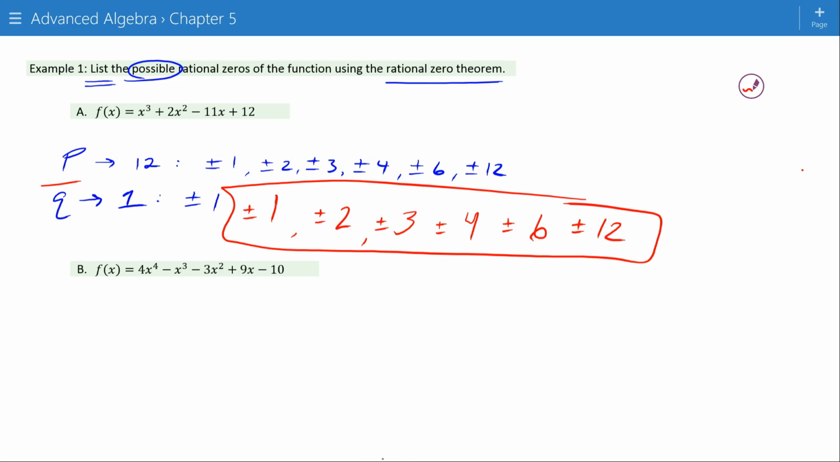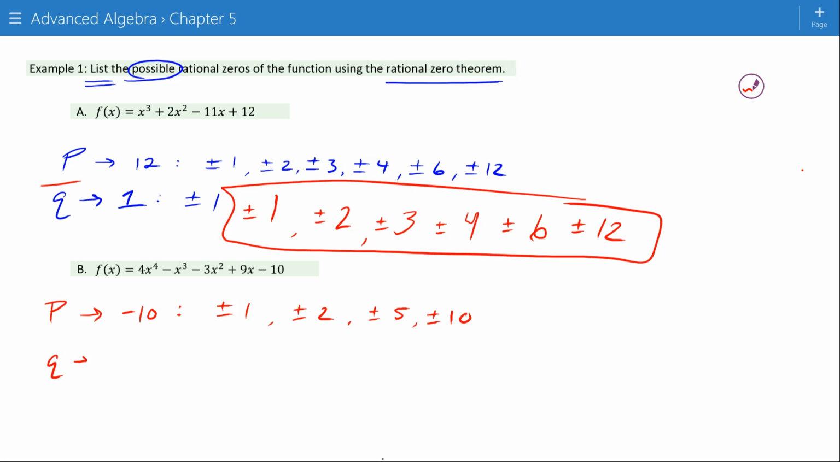Let's take a look at our next example here. 4x to the 4th minus x cubed minus 3x squared plus 9x minus 10. All that inside stuff doesn't really matter. We're just looking at P, which is negative 10, and Q, which is 4. So our factors of 10, we've got 1, 2, we've got 5, and also 10.